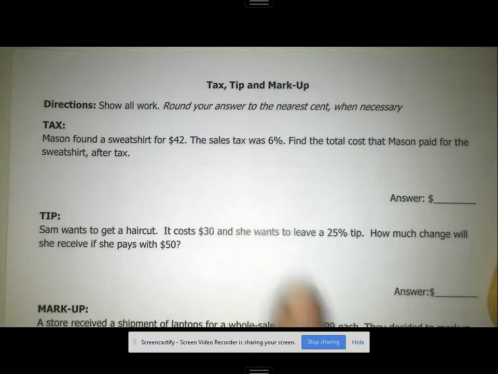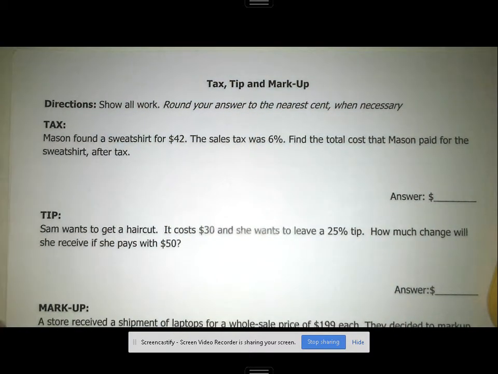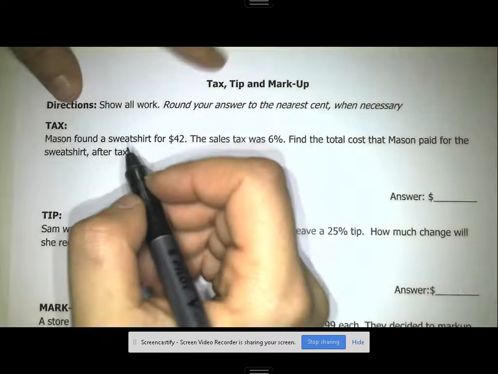All right, in this video, I'm going to help you guys calculate tax, tip, and markup. We're going to show all of our work, even though we're using a calculator, and we're going to round our answer to the nearest cent when necessary. So let's take a look.